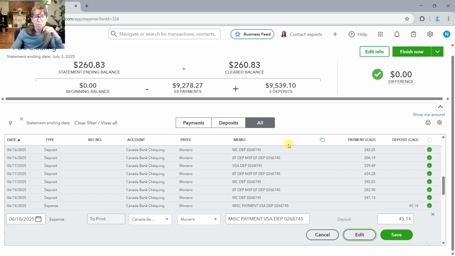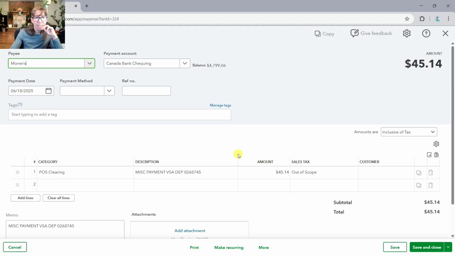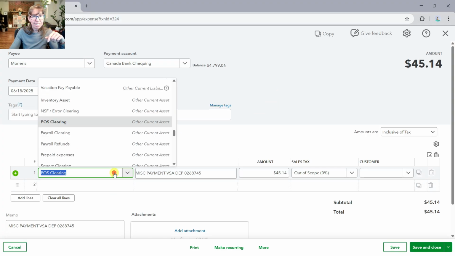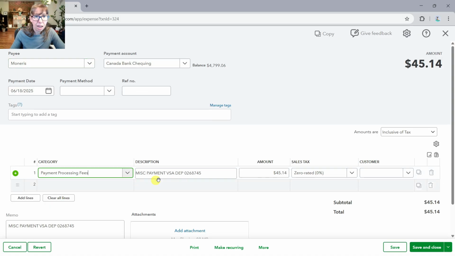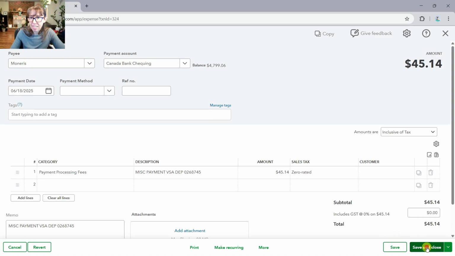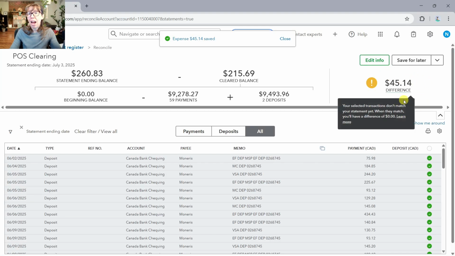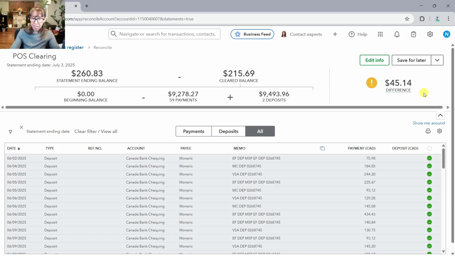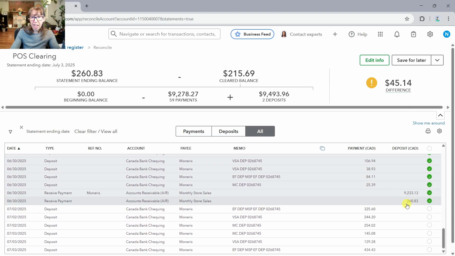So we can take a closer look at this and we can see that we put it to POS clearing as an expense, like it came out of the bank, because I explained during the bank fee clearing that it said deposit, so it was related to the Visa deposits. So if we had instead actually said processing fees and thinking this was a Moneris fee and said save and close, yep. Now you can see that we're actually out 45.14. So we know for sure that that 260.83, that is the June 30th.